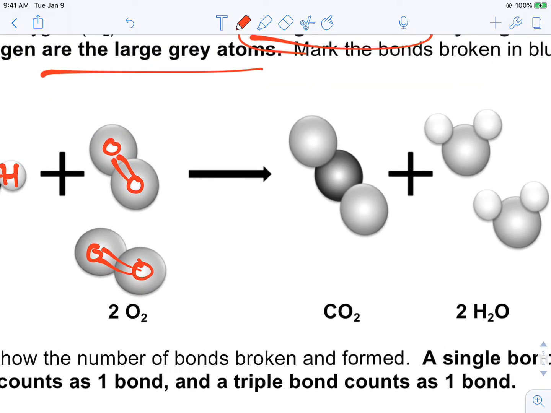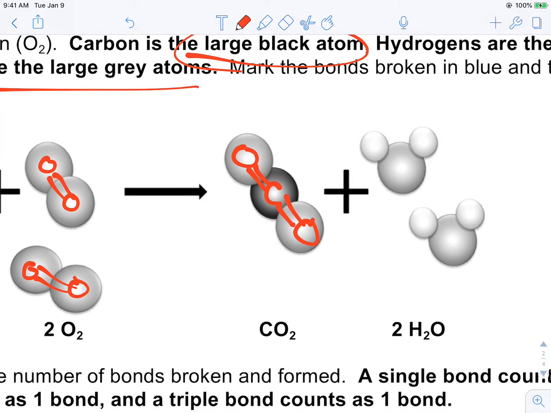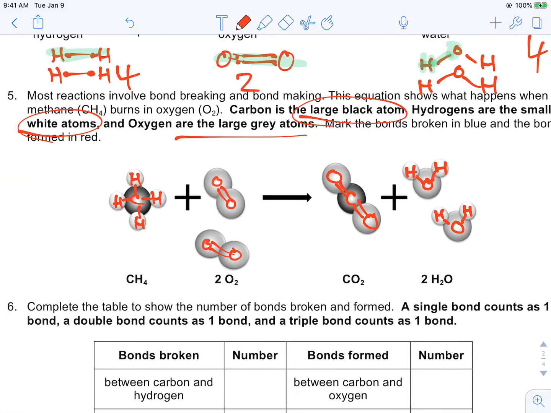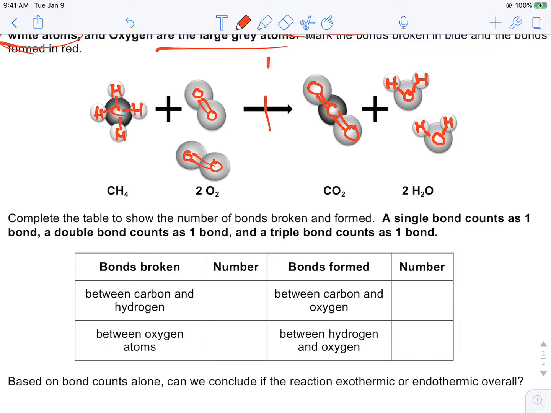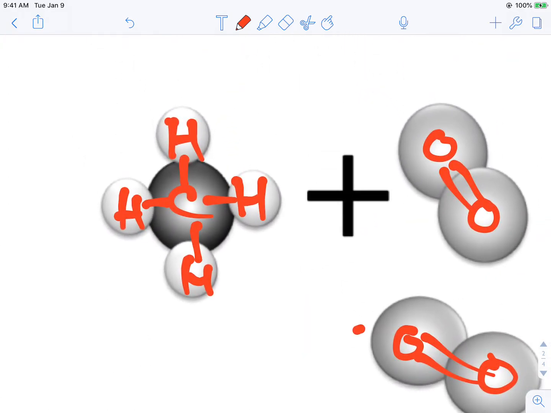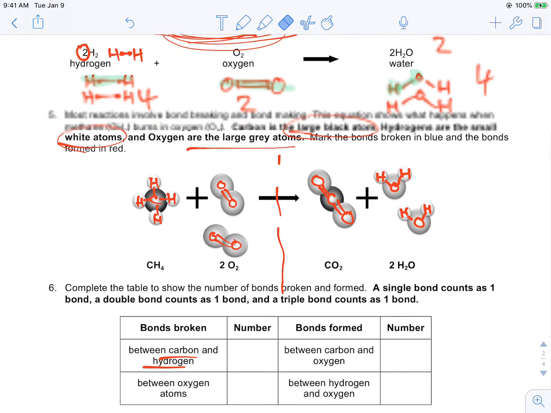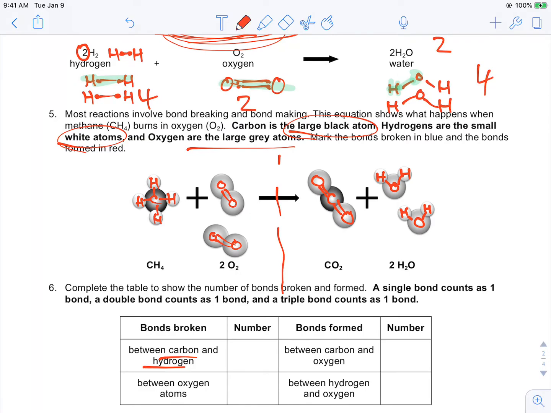And then we're going to go over to the other side. Then we have carbon dioxide. These are going to be double bonds between the carbon and the oxygen. And then our final one is H2O, which is oxygen in the middle with 2 single bonds to hydrogen. Now the easy thing is we just have to count how many of each type of bond we have. So on the left side of the arrow, we need to count how many carbon and hydrogen bonds we have. We have 4 single bonds, so that means that we're going to have 4.